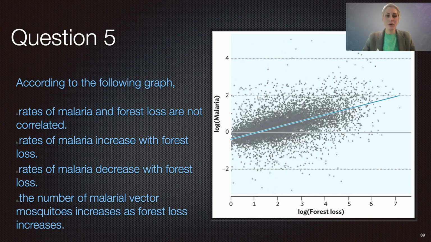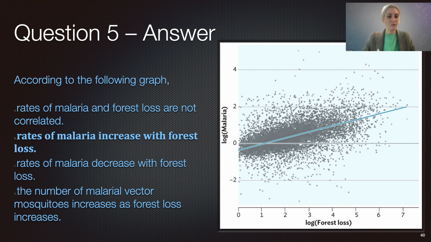Question number 5, according to the following graph. And the answer to this question is rates of malaria increase with forest loss. So here we can see on the x-axis, we see forest loss, so increase in forest loss. On the y-axis, we see malaria. So we see a direct correlation between the two. As forest loss increases, so do malaria cases increase. So according to the following graph, rates of malaria increase as we lose forest.